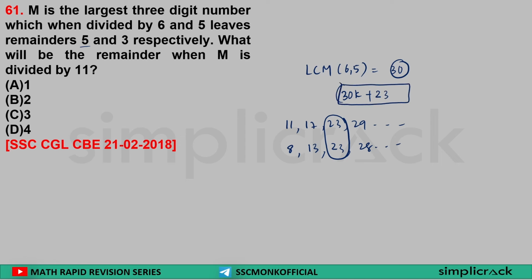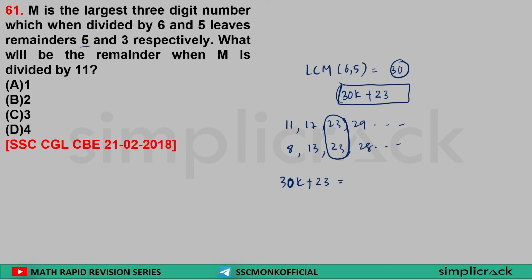Clear? Yes or no? Yes. Now if we are looking for 30k plus 23, let's say k is equal to 1. That means 53 is my number. I can't take 53 as my answer. Why? Because I have to find something which should be the largest 3-digit number. Okay. Now understand this. Let's say 30k plus 23 is the largest 3-digit number.